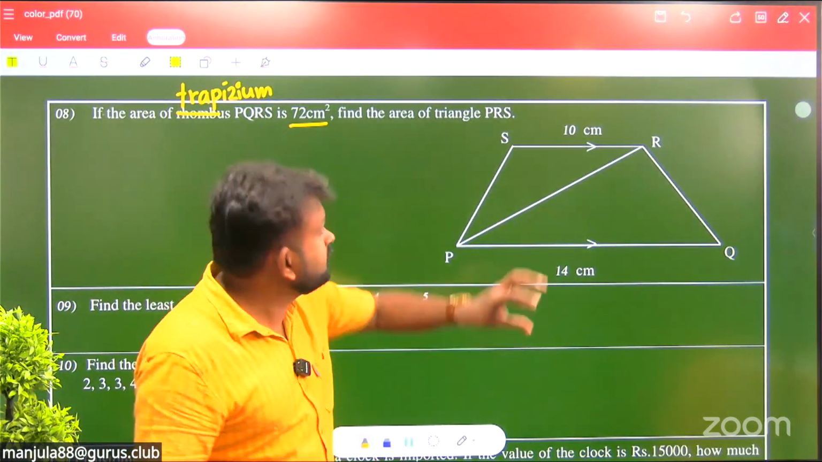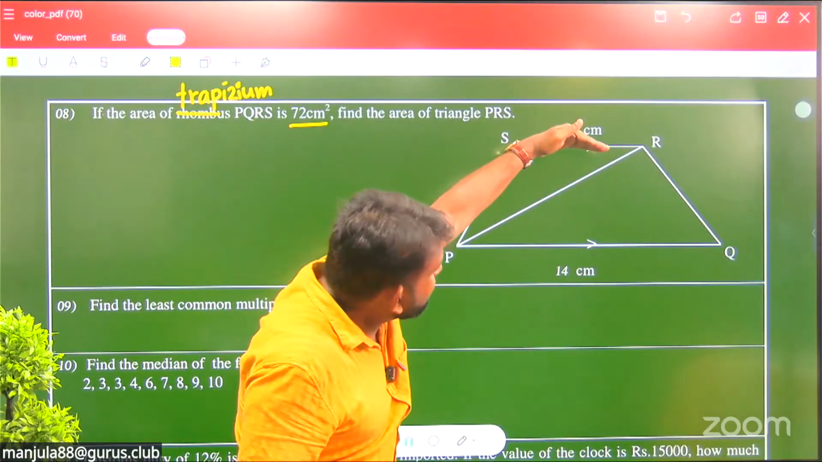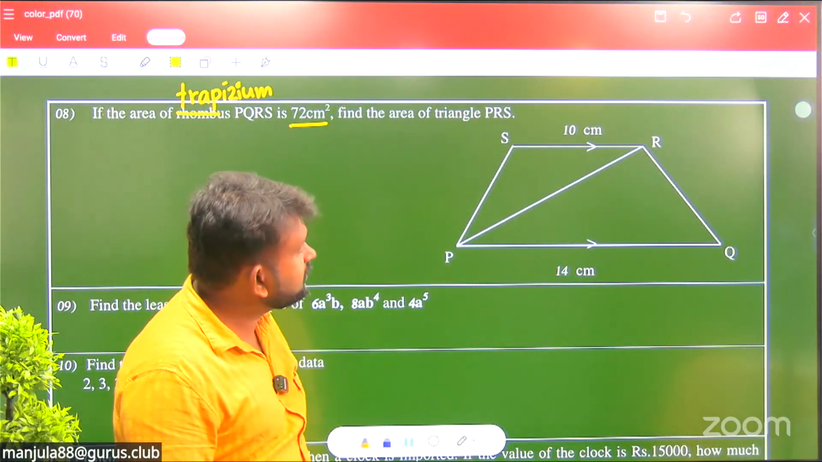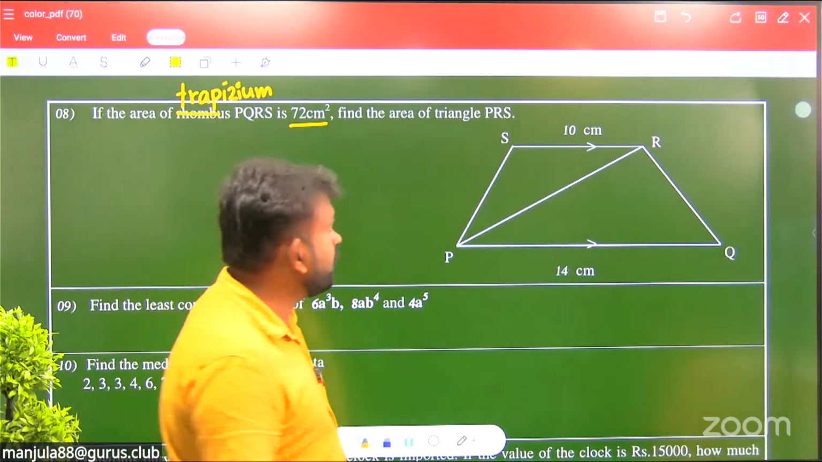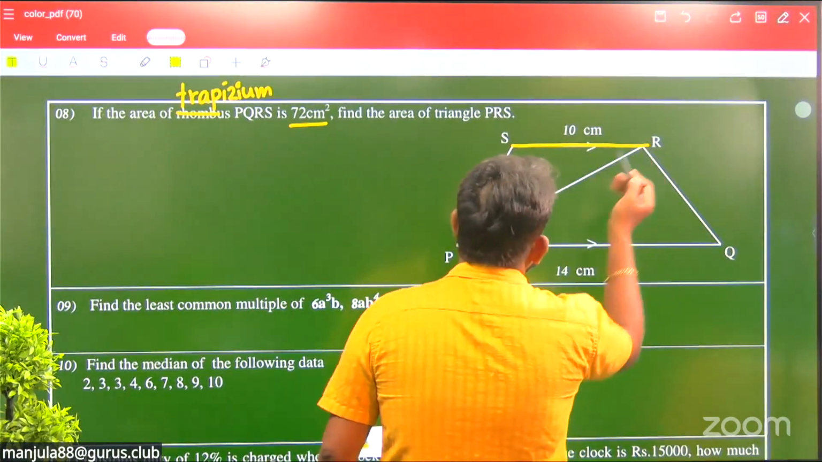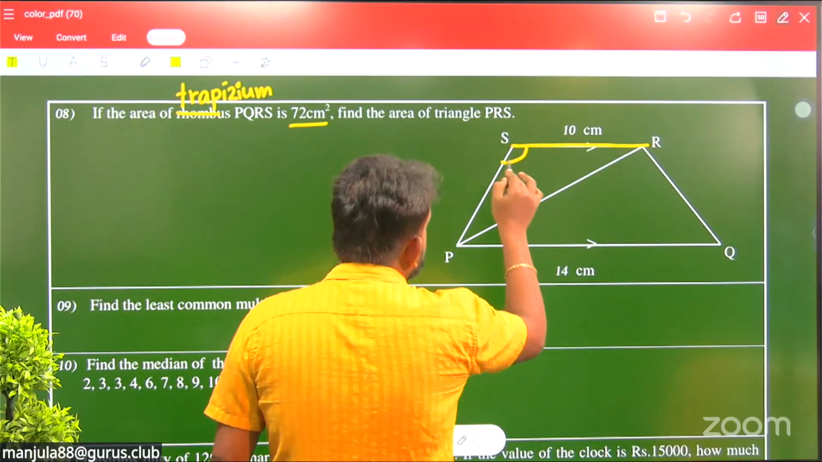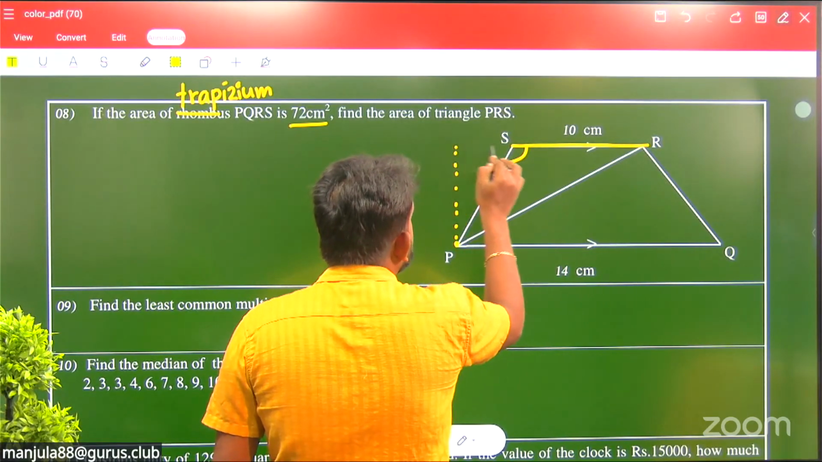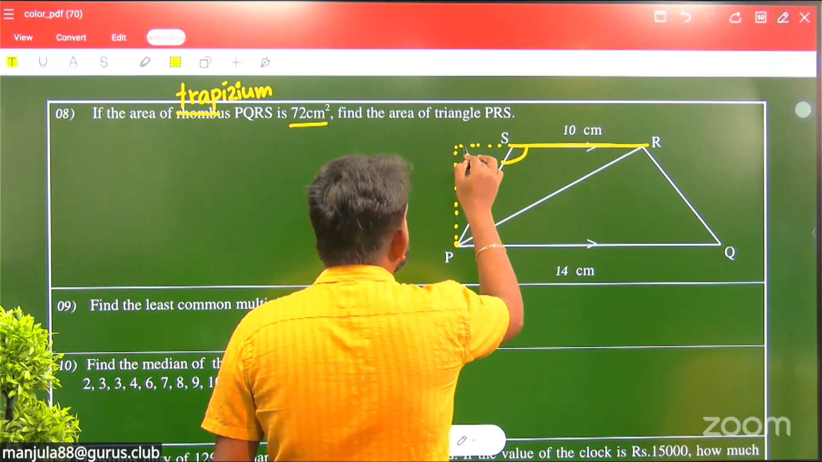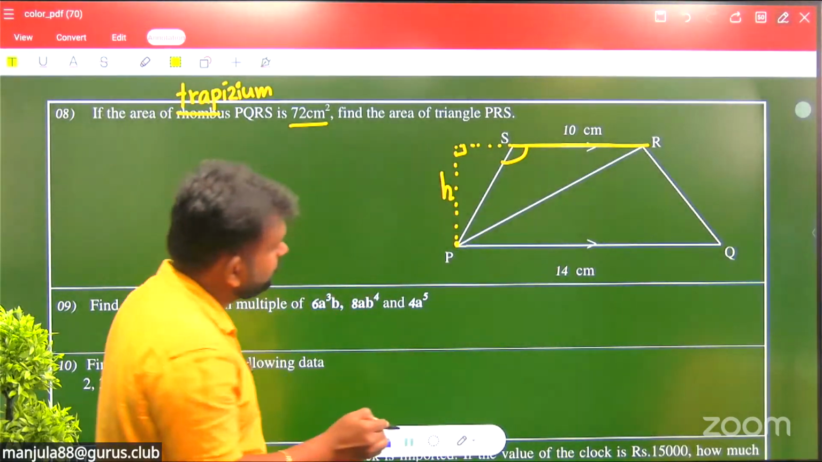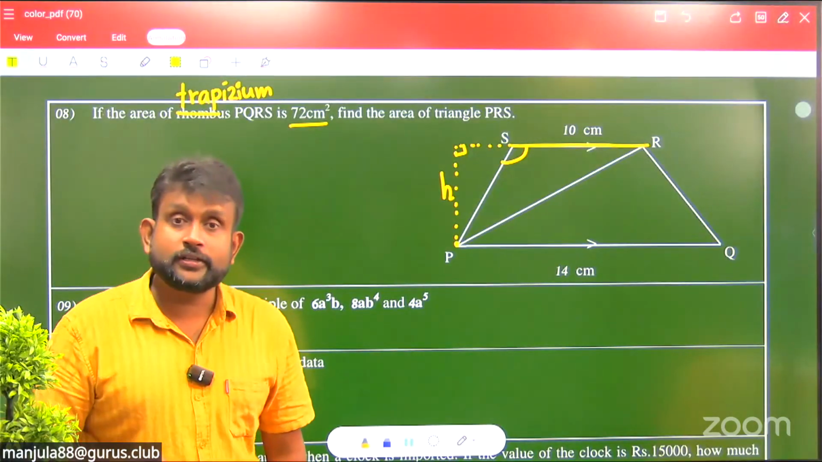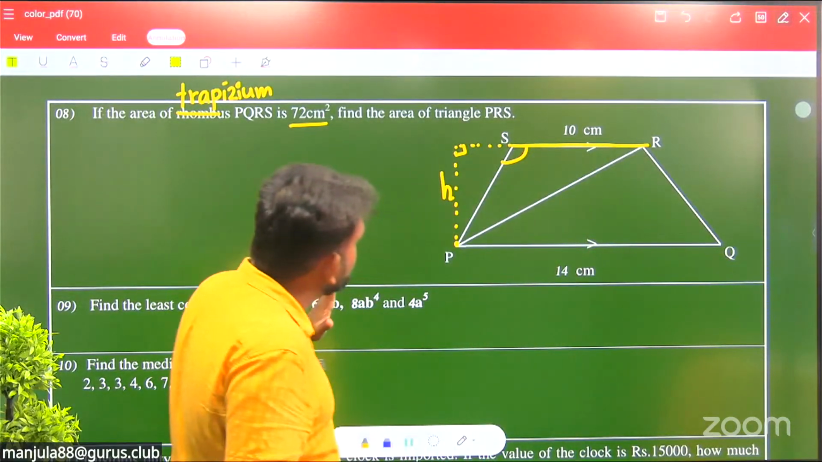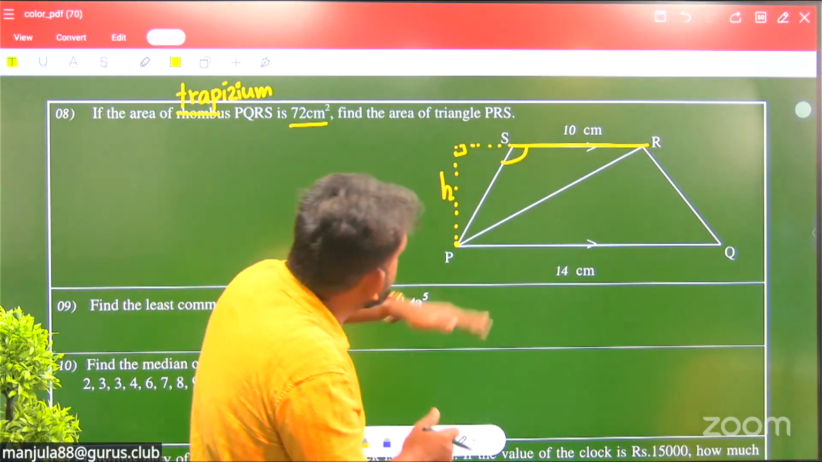Now you feel that to find this triangle's area, SR is the base, but you do not know the perpendicular height of this triangle. If SR is the base, that is an obtuse angle triangle, then the height is drawn from P, but it comes externally to the produced RS side. The perpendicular is drawn, that is H. If you know the value of H, then you can find the area. At the beginning, the trapezium area is given, so with that you can find H.